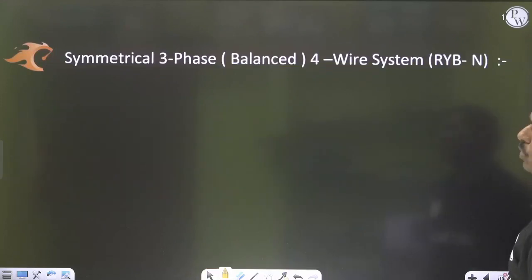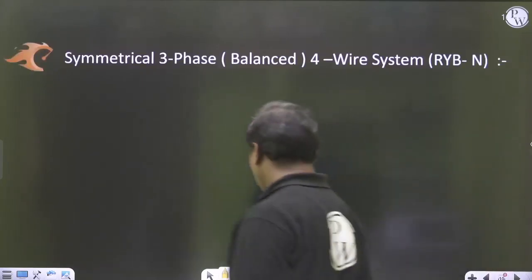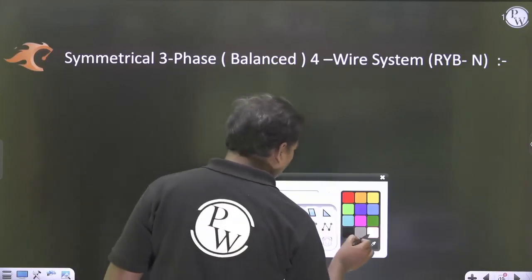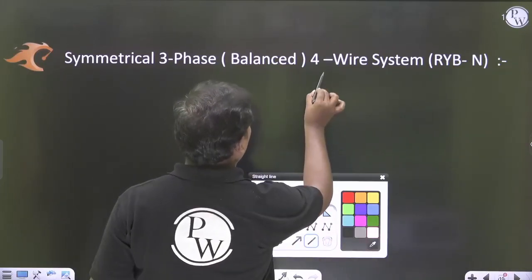So now I want to talk about the symmetrical 3-phase balanced 4-wire system and the symmetrical 3-phase balanced 3-wire system. So how to understand this? Let me go through. See, I am taking the diagram. Be careful. A little patience is needed. You have patience.